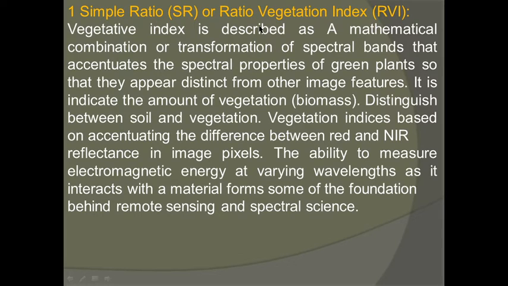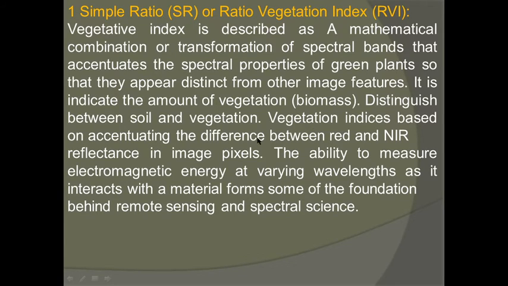Simple ratio or ratio vegetation index. A vegetation index is described as a mathematical combination or transformation of spectral bands that accentuates the spectral properties of green plants so that they appear distinct from other image features. It indicates the amount of vegetation or biomass and distinguishes between soil and vegetation.